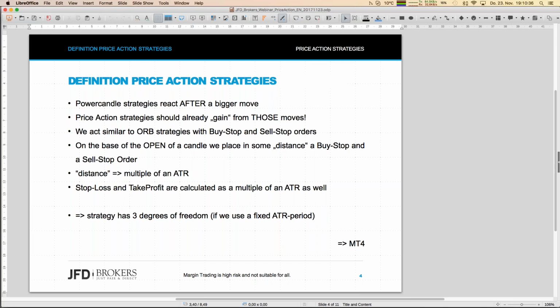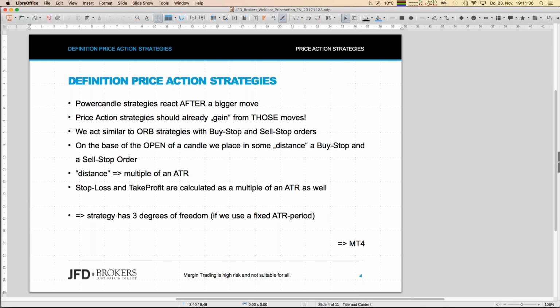So we want to place our orders in such a way that we profit from those big moves. We don't know when in time they will occur, but because of our placed orders, we are prepared to get that action into our account. So in principle, it's a little bit similar to the open range breakout strategies.